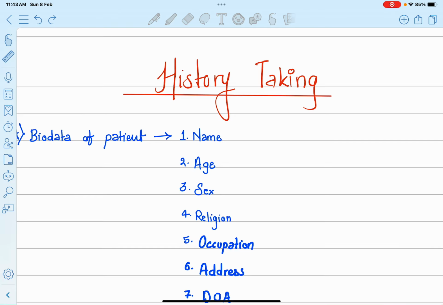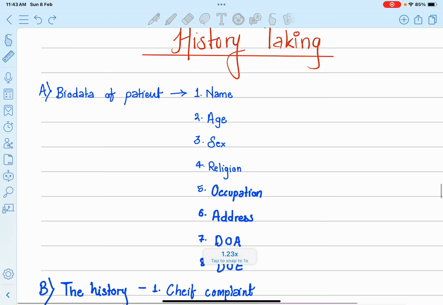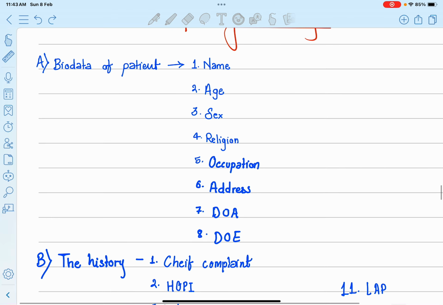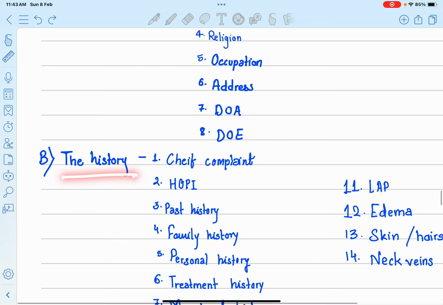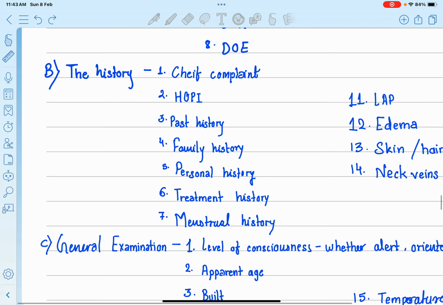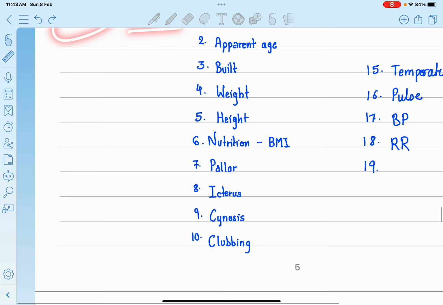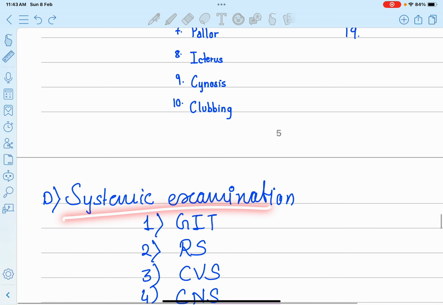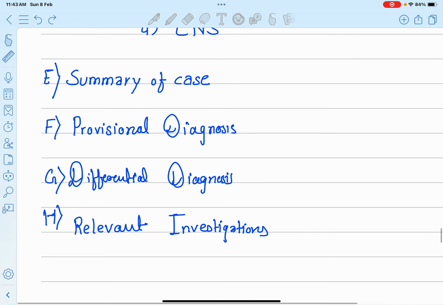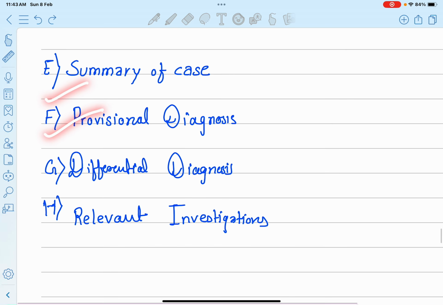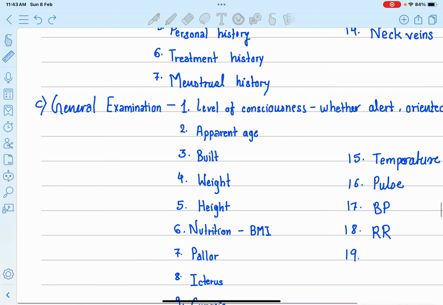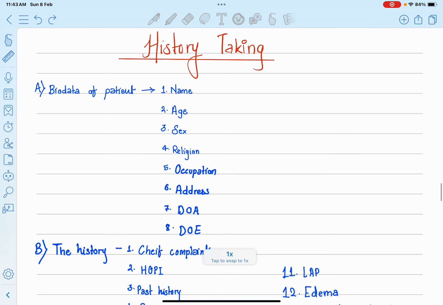So history taking is divided into 8 parts. I have divided it in 8 parts, okay? So first is biodata of the patient, then the history, proper history, so it includes some other parts of the history. Then examination, which includes the general examination and also systemic examination, then summary of the case, then provisional diagnosis, then differential diagnosis and relevant investigation. So these are all the parts of our case paper or history.